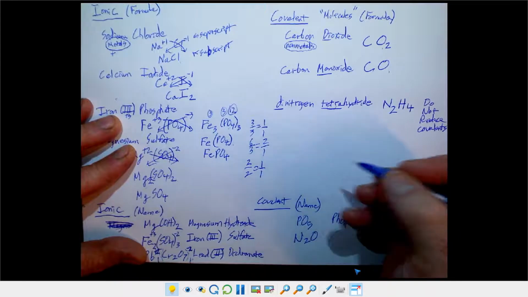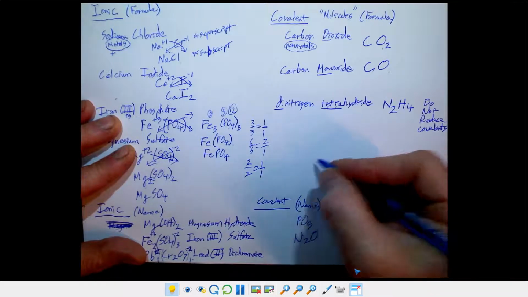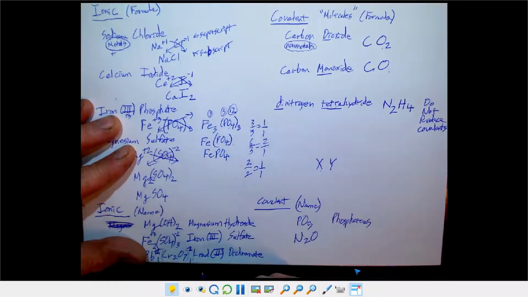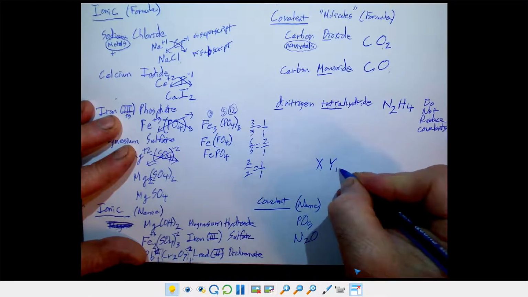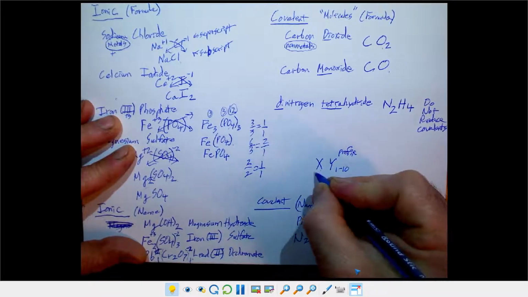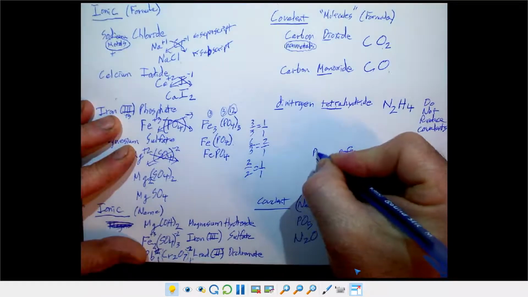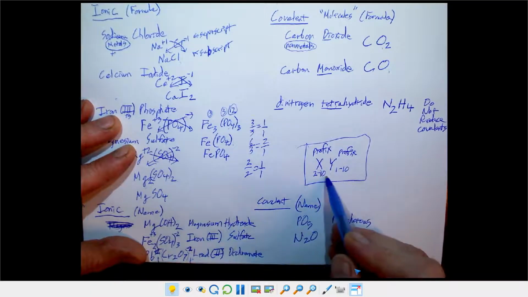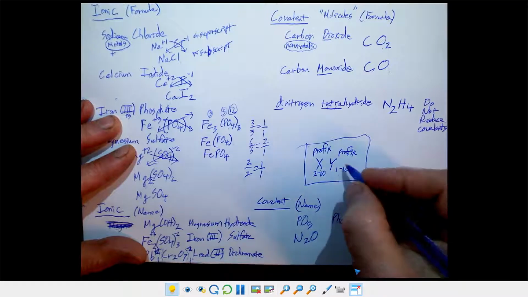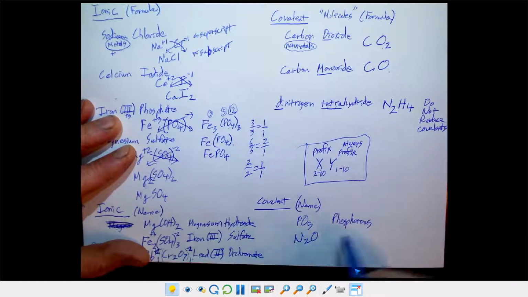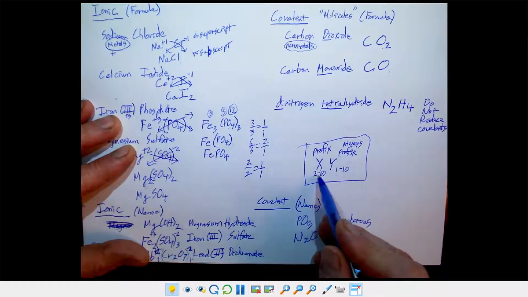So let's say that you had two elements. Let's say for a compound, this would be element X, and this would be element Y. X for the first one, Y for the second one. For the second element, if it's 1 through 10, you use a prefix. For the first element, you only use a prefix if it's 2 through 10. Otherwise, there is no prefix. So that's really the only rule you have to remember for this. First element, 2 through 10 prefix; second element, 1 through 10, which means you always use a prefix. So phosphorus, we don't need a prefix because it's a 1, not a 2 through 10.